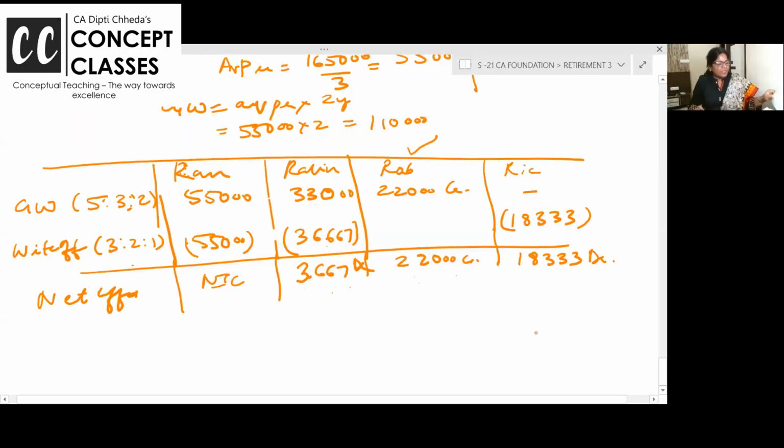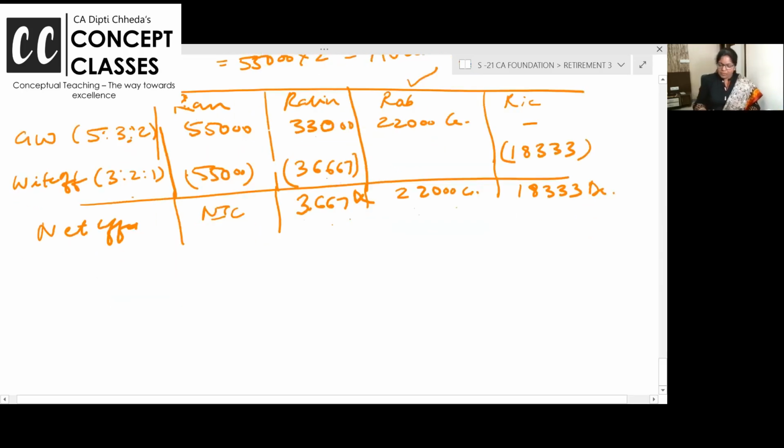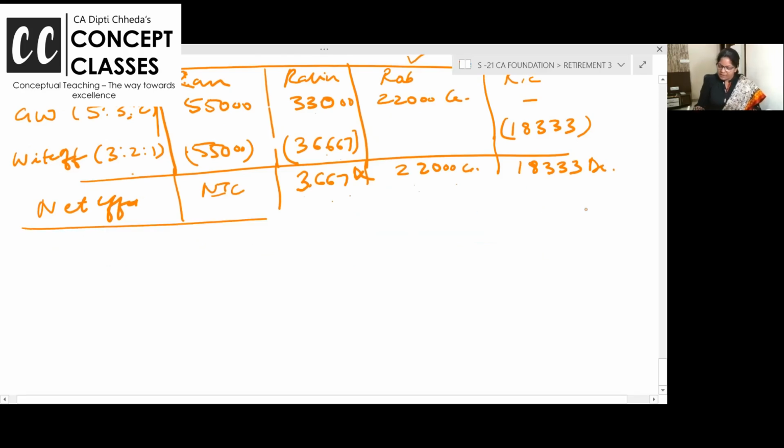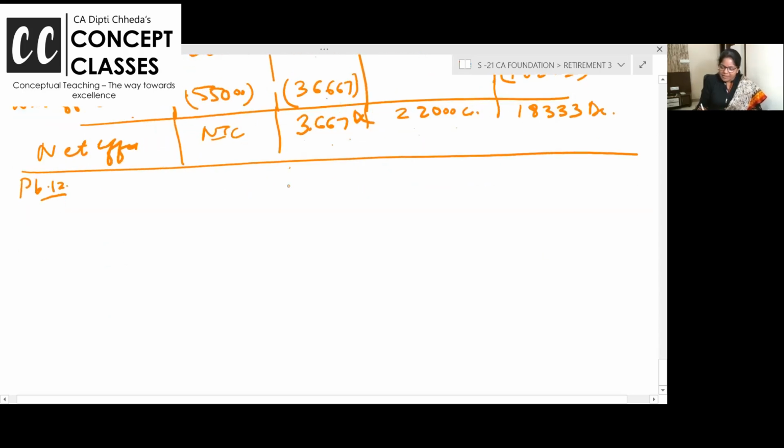And what accounts have they asked you to make? Revaluation account, partners capital account, bank account, balance sheet. Problem number 12. Can we do it together very fast?